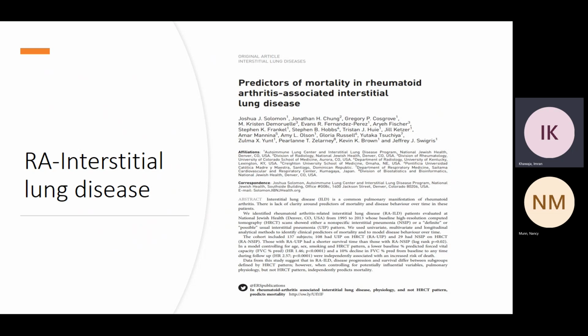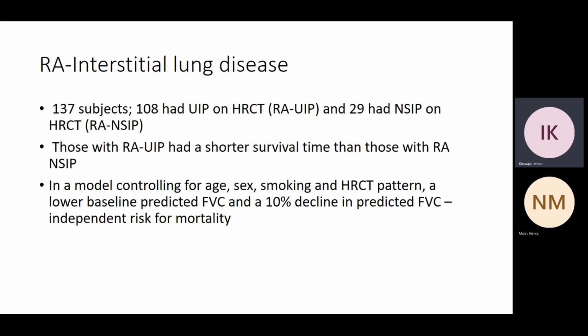This paper discusses different predictors of mortality in rheumatoid arthritis associated interstitial lung disease. It's around 137 subjects. It's not a very high number of subjects, but around 3/4 of the patients have a UIP pattern. The others have an NSIP pattern. And those with the UIP pattern, as was expected, have a shorter survival. They actually controlled for the age, the sex, the smoking history, and the CT pattern in these patients.